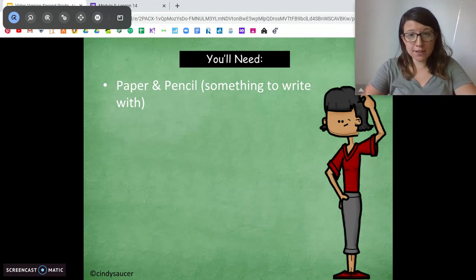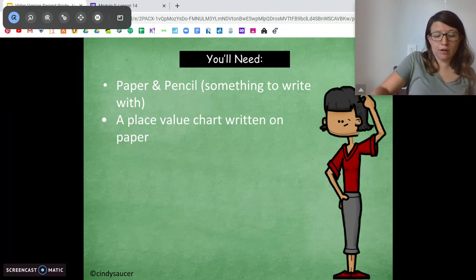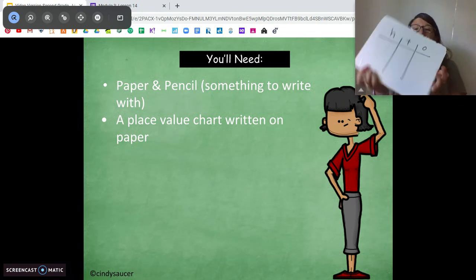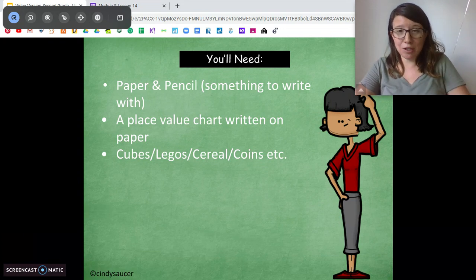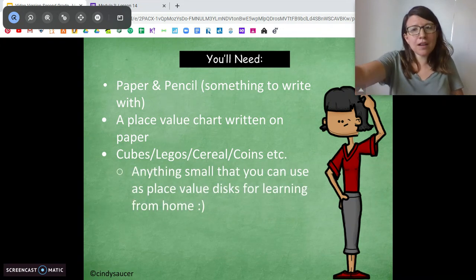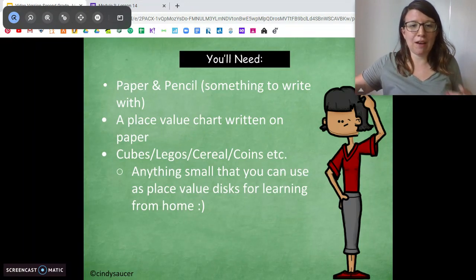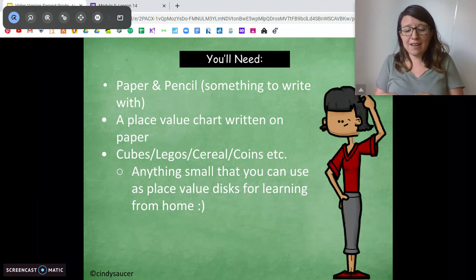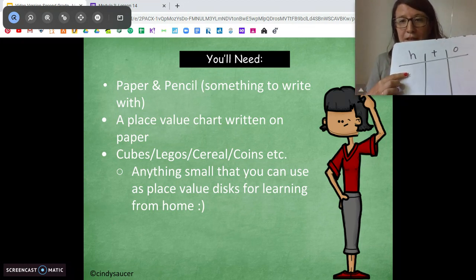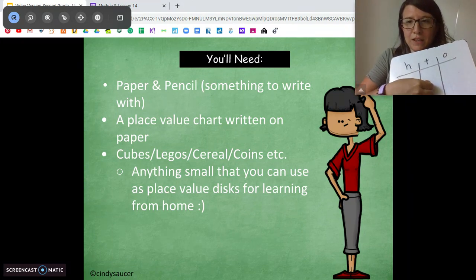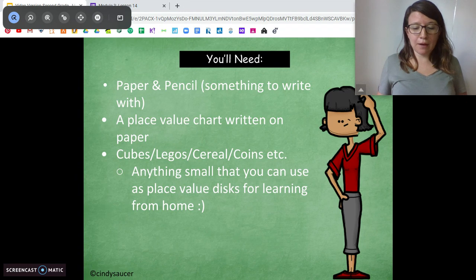But for our concept development for today, you're going to want to make a place value chart on paper: hundreds, tens, ones, just like we've been doing. And then, like we did a couple lessons ago, you're going to want something that you can pretend to use as place value discs. Because we're not at school, we don't have place value discs. Just pick something small that you can manipulate and move around. Cubes, Legos, cereal, coins. I like my little puzzle pieces. Something that you can put on your paper and pretend to be a 100, 1, or 10's place value disc. So go ahead, pause the video, go grab those things, and come back when you're ready and we'll get started.